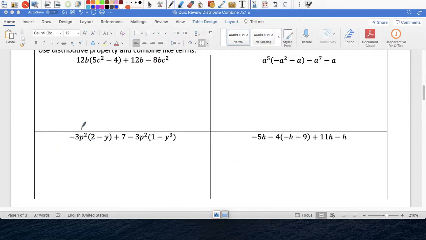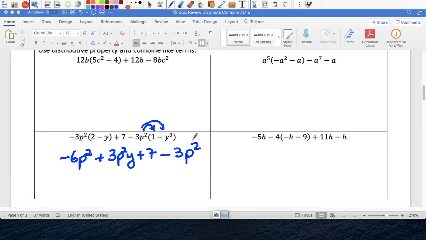Again, distributive property before we combine like terms. So a negative and a positive is negative 6p squared. Negative and negative is a positive, and that's going to give me 3p squared y. Plus 7, that 7 does nothing. And then the second distributive property. Negative and positive is a negative 3p squared, and then finally negative 3p squared times y cubed is going to give positive, because a negative times a negative, 3p squared y cubed.